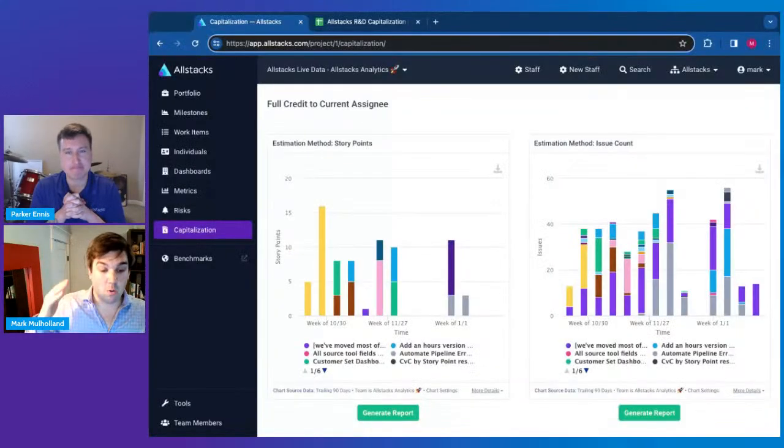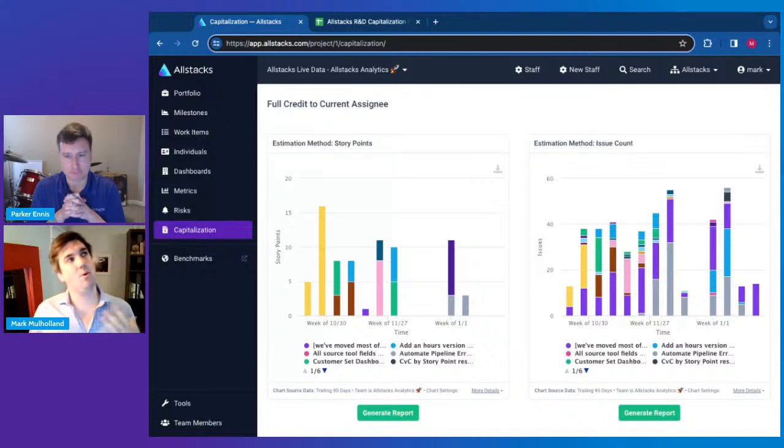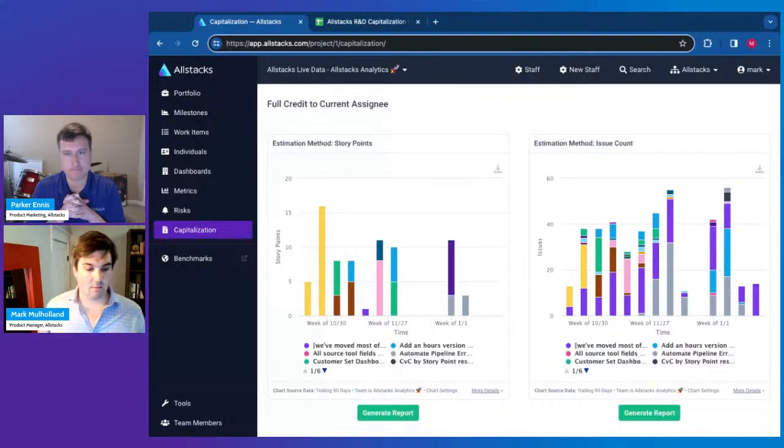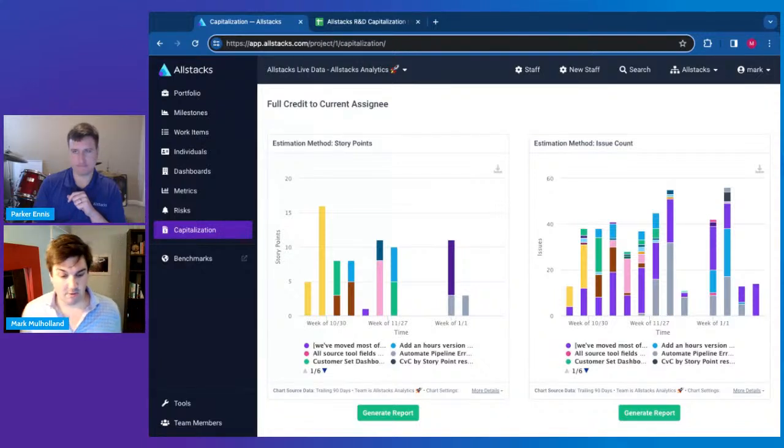Let's do it. So what you're looking at here is the Allstacks application, and you're looking at the capitalization module. We have a couple different visualizations here to give you a sense of the different ways this information can be cut. As I mentioned, we're looking at delivered tickets, delivered work, and that work is often estimated. This estimation, in many cases, is called story points. These story points offer you even more detail about the relative size of the work you've done. So it enriches your data stream if you have story points being assigned to tickets.